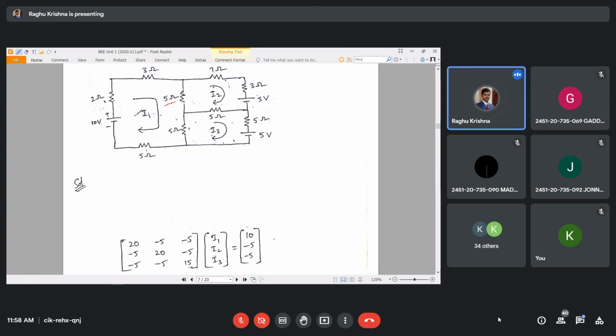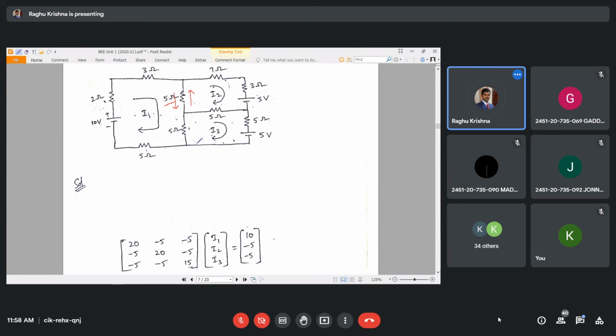Here this is the first loop, this is the second loop, this is the third loop. What is the common resistor for loop 1 and loop 2? Only 5 ohms. And see the direction of the currents I1 and I2. I1 is flowing in this direction and I2 is in the opposite direction, right? So if the currents are opposite, take a negative sign, minus 5.